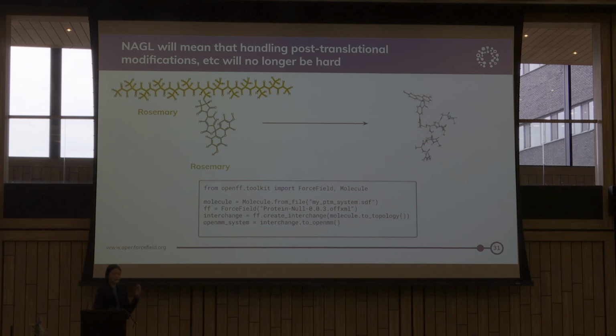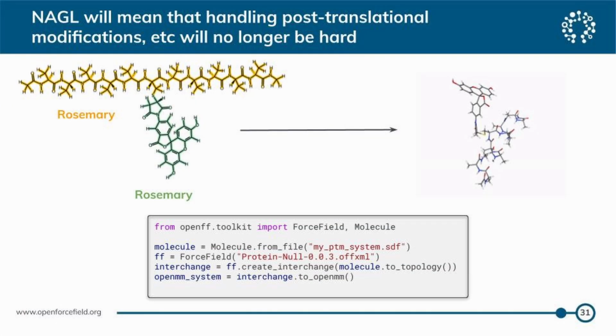With Naggle, and especially in concert with the protein force field, what we should be able to do is assign parameters and go straight to simulation, exactly the same as any other molecule that the OpenFF toolkit can currently handle. So it should basically be as easy as just putting it in the toolkit and assigning parameters. So that's the future that we're all working towards.